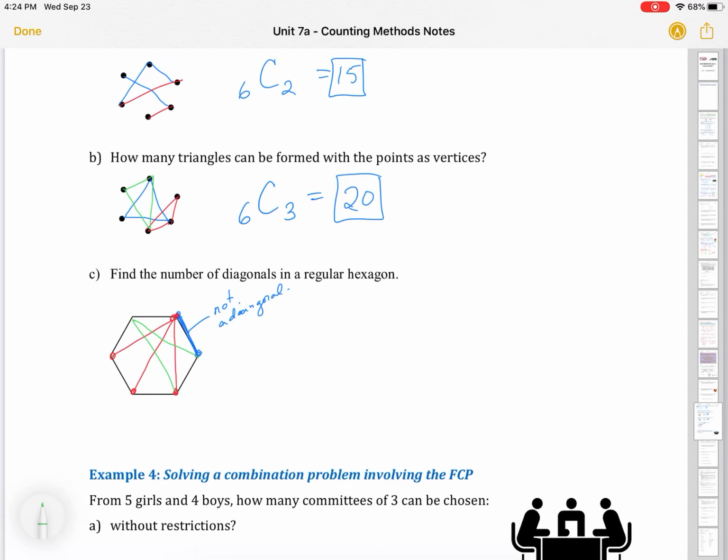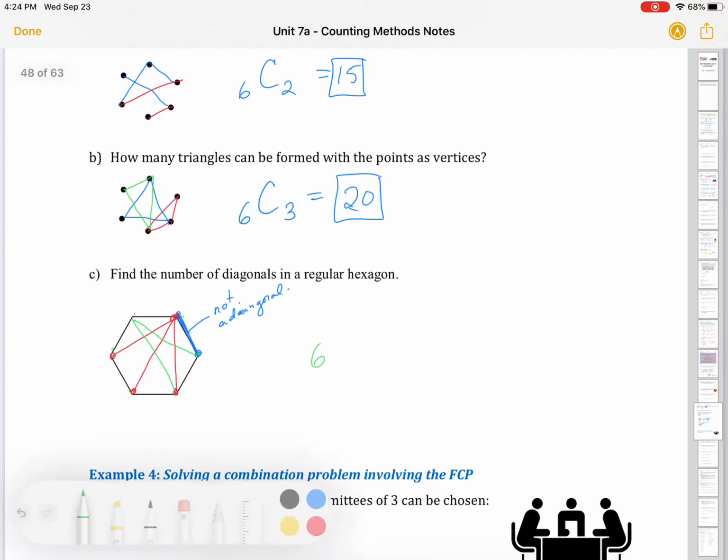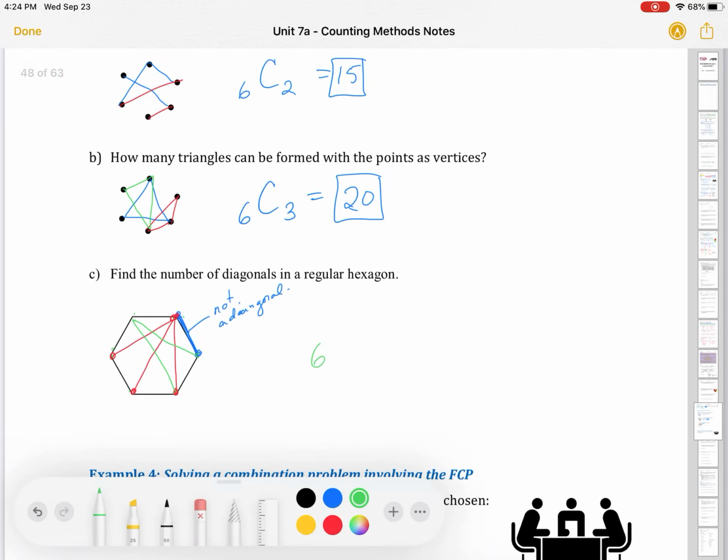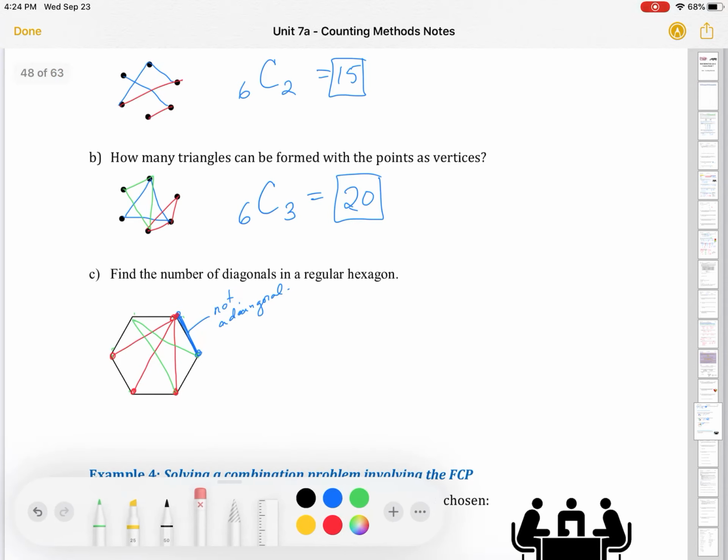Well, we don't want to have to draw them all. So what we have to do is take a look at how many points. 1, 2, 3, 4, 5, 6. Okay. So we have 6. Oops, sorry.